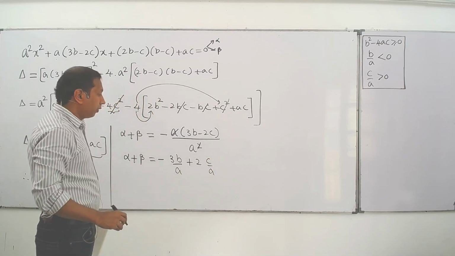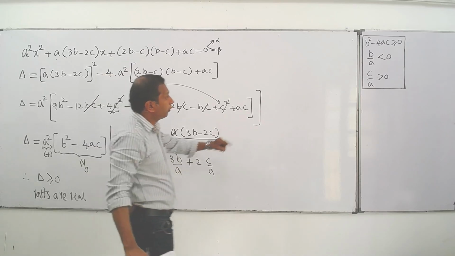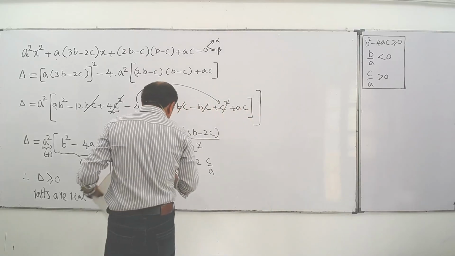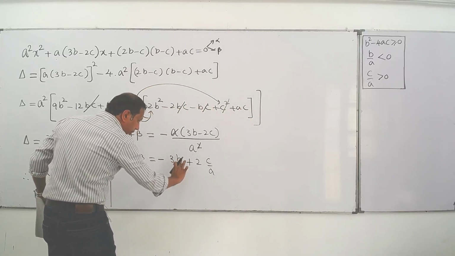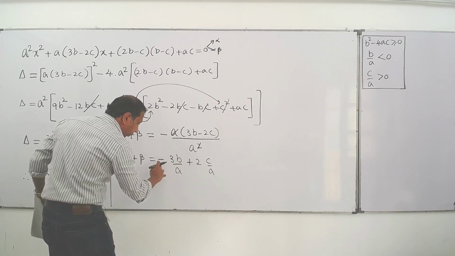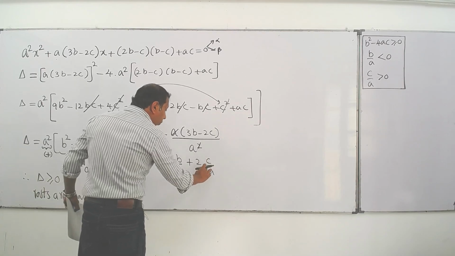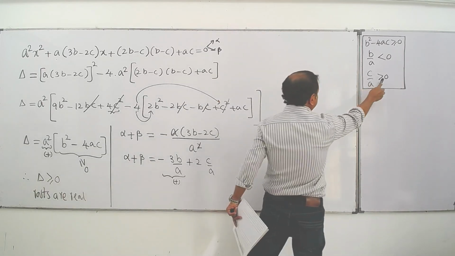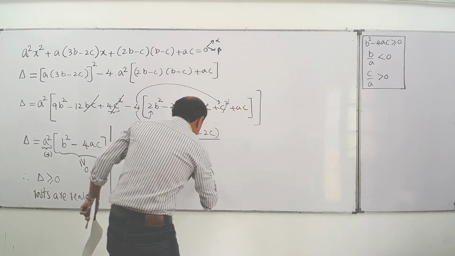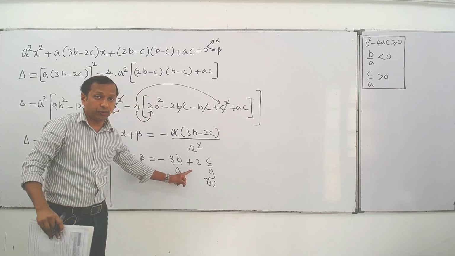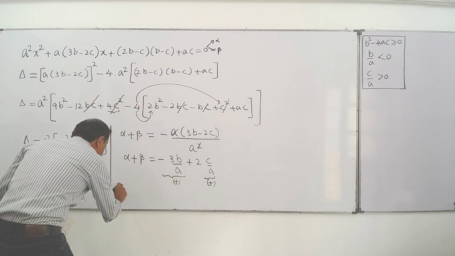You know, people, b upon a here is negative. This is negative, b over a negative, and here negative. This is positive. C over a here positive. Therefore, this right hand side is positive. Therefore, alpha plus beta is positive.